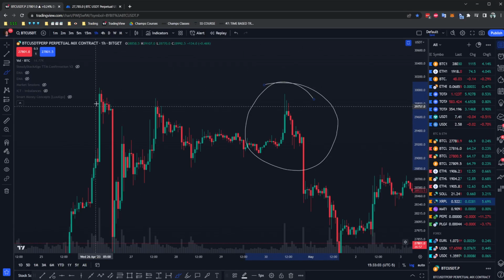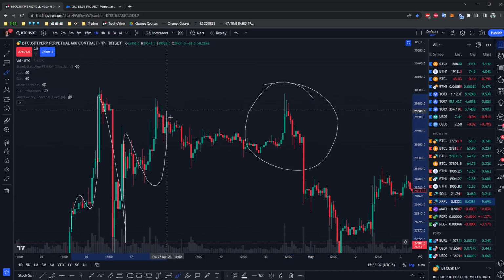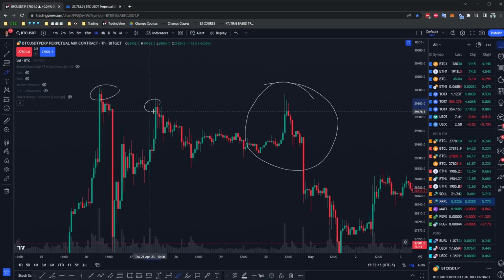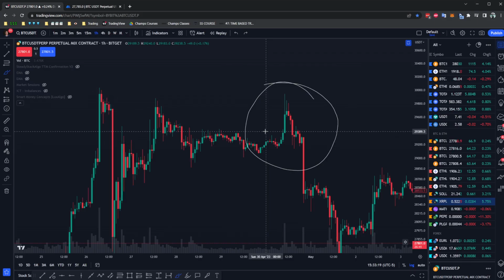Now, we're kind of coming from some really weird price action. Kind of like a pump, dump, etc. Very weird price action. But essentially, the most simple way to say it is that we are in a downtrend, because we have a high, lower high, lower high, lower high, lower high, etc. So we are in a downtrend.